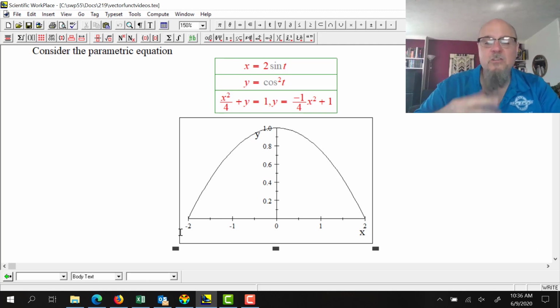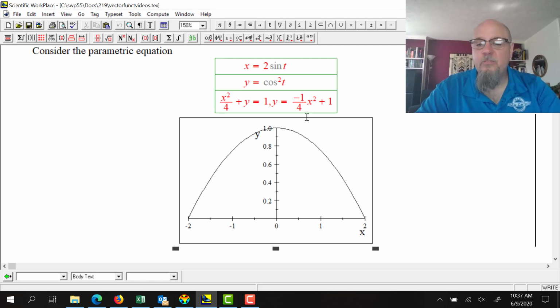But what's actually happening here? When time is equal to 0, when I start, the x value is equal to 0 and the y value is equal to 1. So I start at this point. As time goes on, I go to the end here, and then I'm up at the top here when t is equal to pi over 2 or 90 degrees, and then I go back. So the particle is just bouncing back and forth along this parabola.